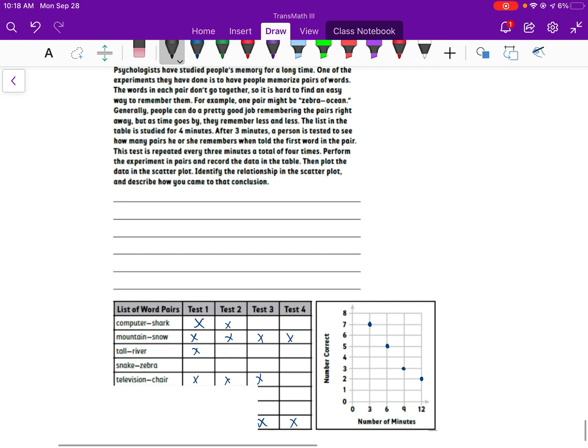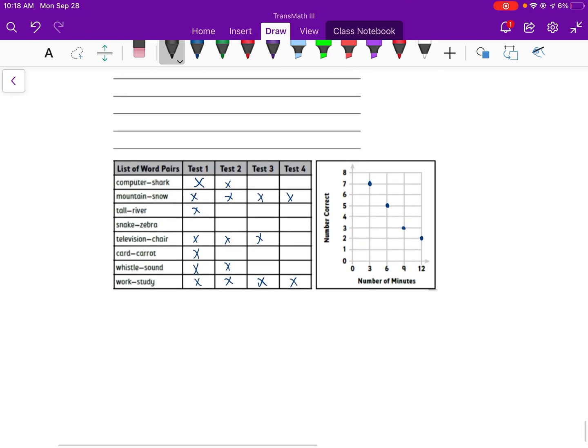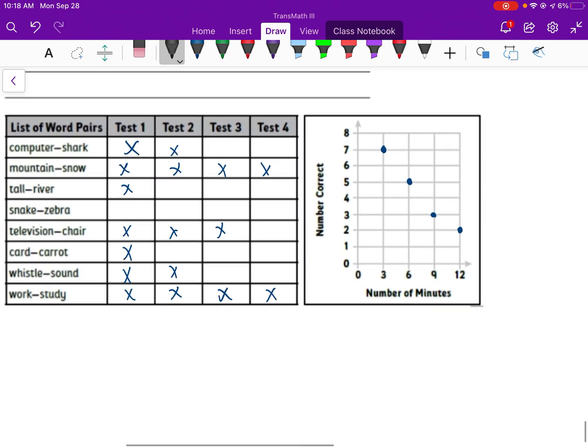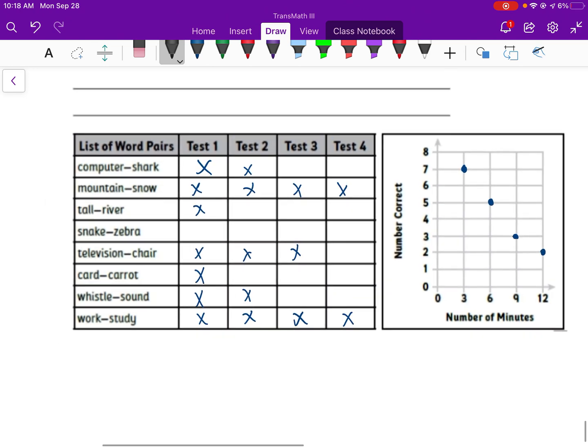Okay, so problem solving activity, page 34. It's an experiment that you'd have to do in class, so we can't exactly do that. But for this experiment, you would have this list of word pairs. I'll give you 4 minutes to try to memorize that, and then after that, we would do a test where I would say the first word, and you would have to follow up with the second word. The first time, I just did a random one here. The first test, you were able to get 7 out of the 8 words correct.